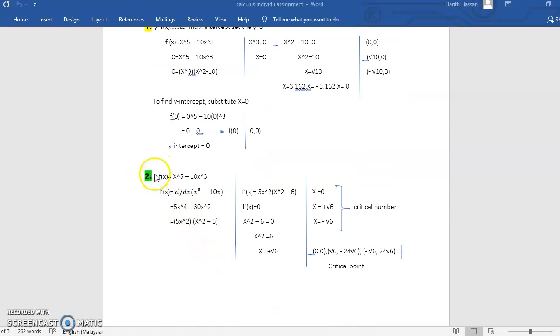Next, to find the open interval where the function is decreasing or increasing, we need to differentiate the equation. When we differentiate, we will get the critical numbers. After that, use these numbers and plug them into this equation, and we will get the critical points.